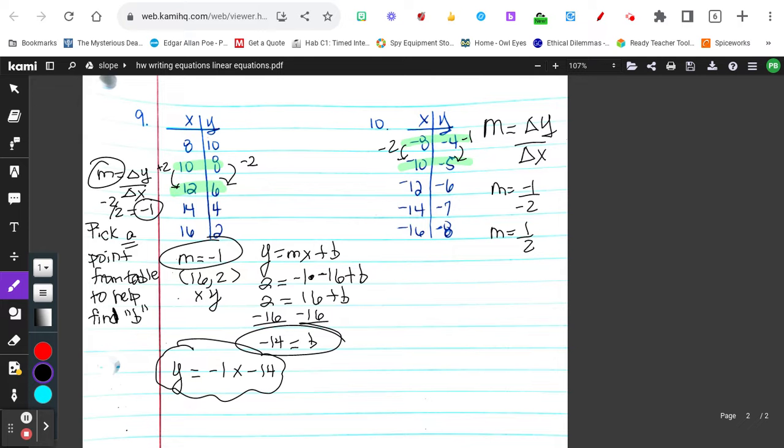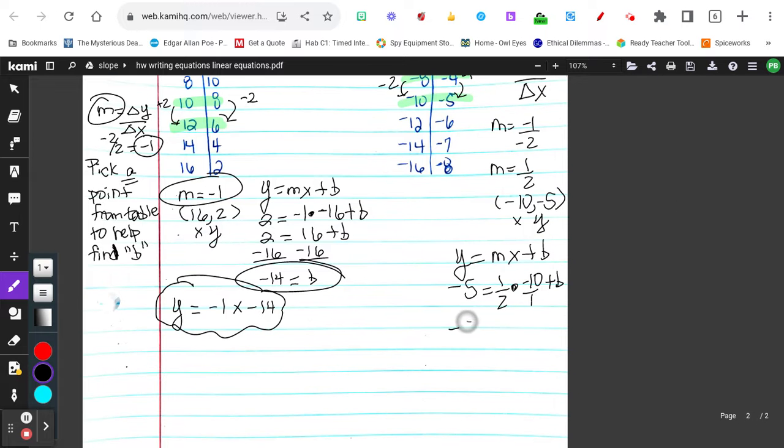And I'm going to pick a point. I don't know. Let's pick (-10, -5). And I'm just going to use my slope-intercept form to find b. Y is negative 5. M is 1/2. X is negative 10. I'm going to put it over 1 because 1/2 is a fraction. So I have negative 5, multiplying the top, I get negative 10, multiplying my denominators, I get 2. So you have negative 5 equals negative 5 plus b. Add 5 to both sides. B is simply 0, guys.